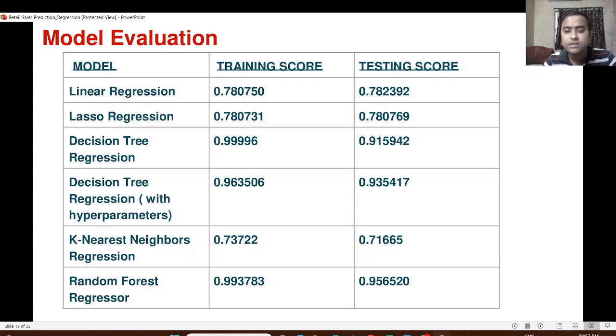K nearest neighbors regression training score is 0.73722. Testing score is 0.71665. Random forest regression training score is 0.993783 and testing score is 0.956520.